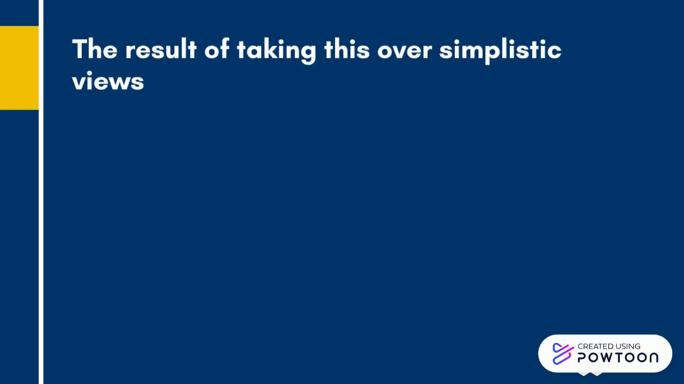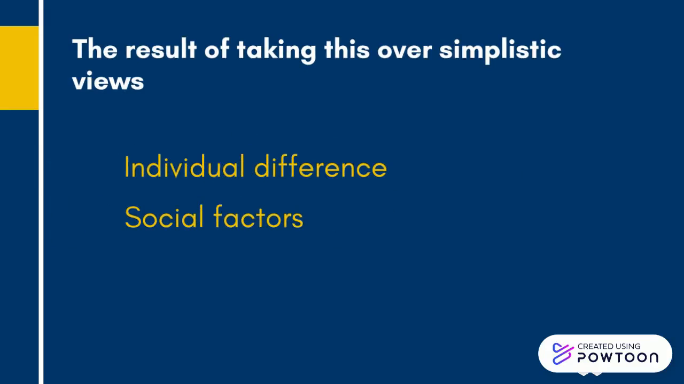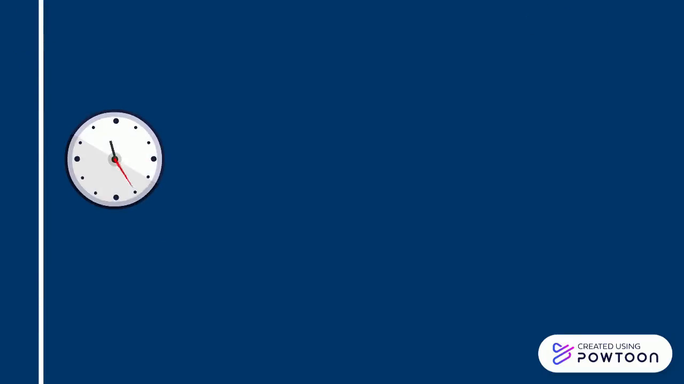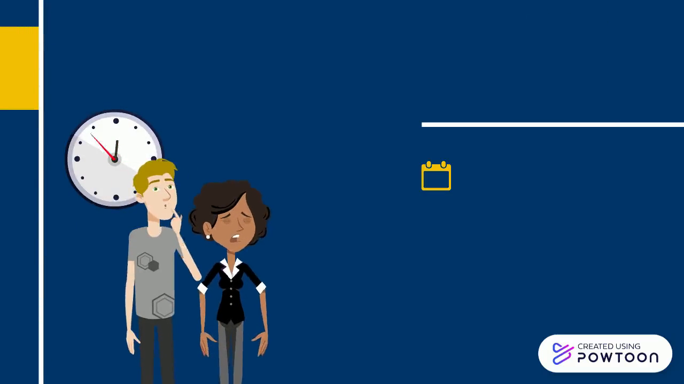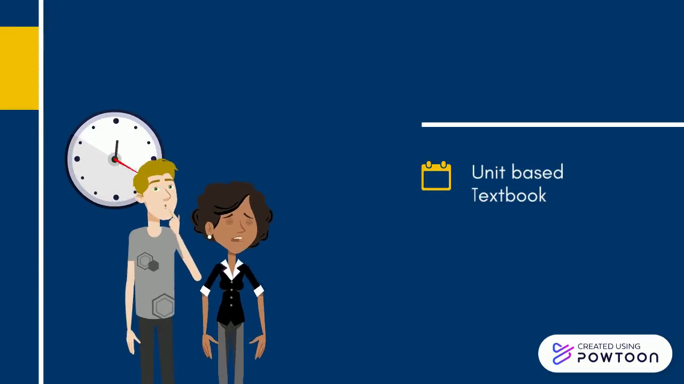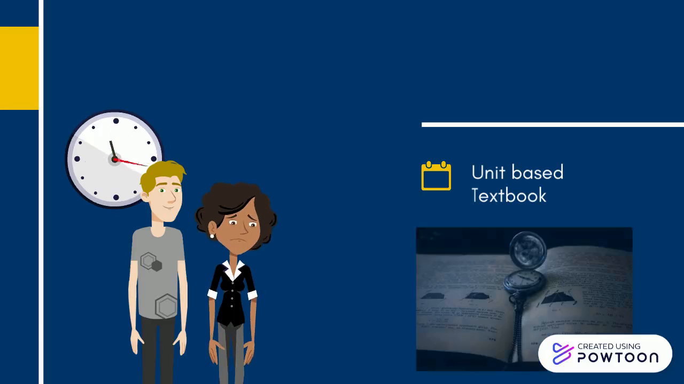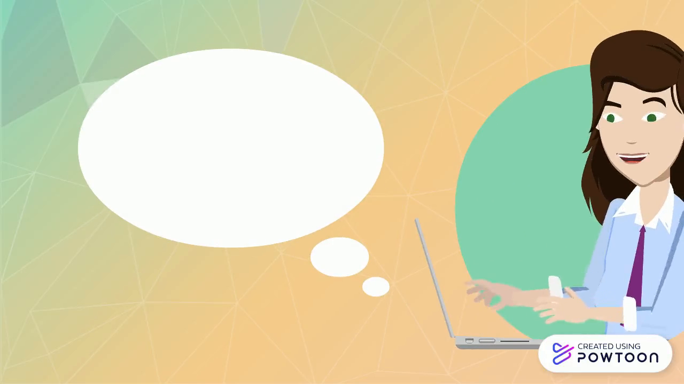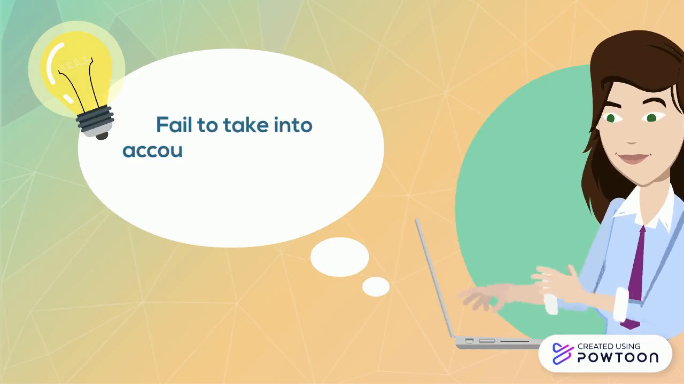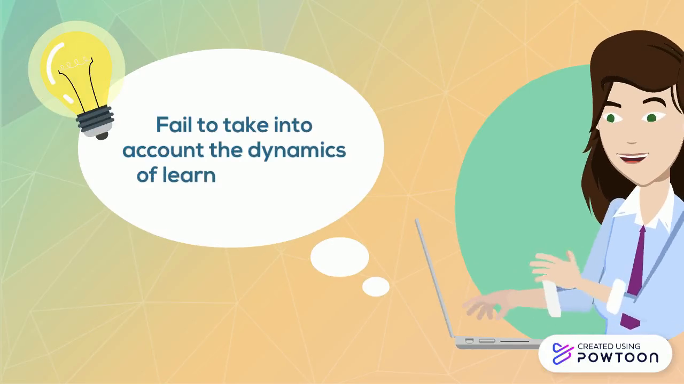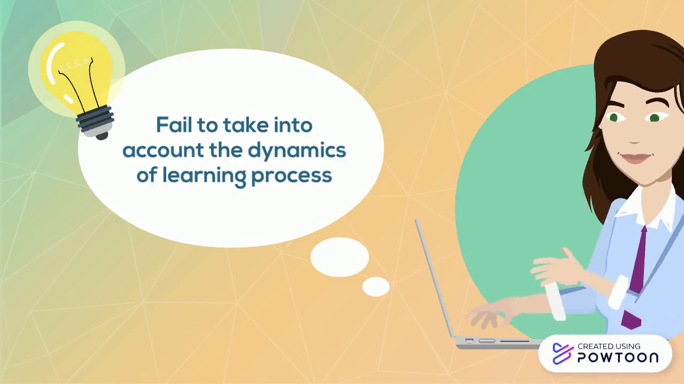By taking this oversimplistic view, learners' individual differences and social factors that are at play and interacting in the process are usually ignored. The result is rigid teachers reading boring textbooks. Our language textbooks consist of units that are built on each other, hoping that the knowledge learned previously can facilitate the learning that follows. Teachers who are deeply influenced by this ideology take the language learning process as a linear development. They always fail to take into account the dynamics of the learning process of their students.